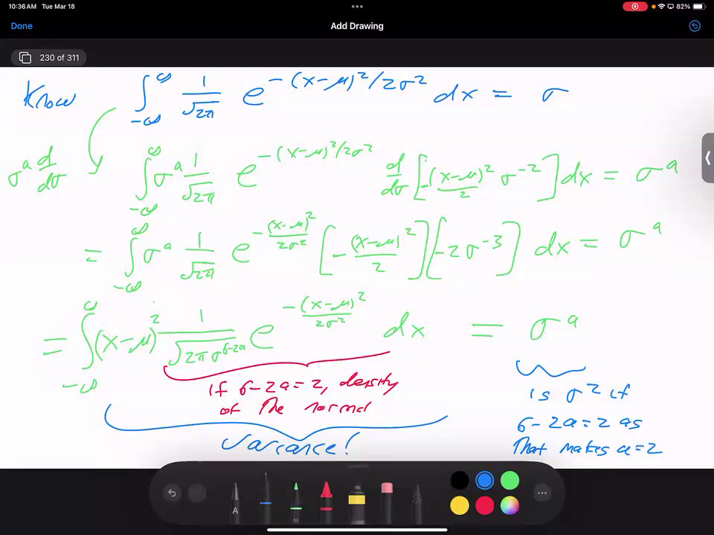And so I just gave myself a little bit of freedom with the sigma to the a and said, what power of a is going to work so that I'm going to get the density of the normal? A equals 2. And now I've calculated the second moment, the second centered moment, x minus mu squared. I've got the variance. Why am I not calculating the first moment of this? Well, I'm assuming you all know that the integral of x minus mu times this is going to just be 0. We've normalized it that way.